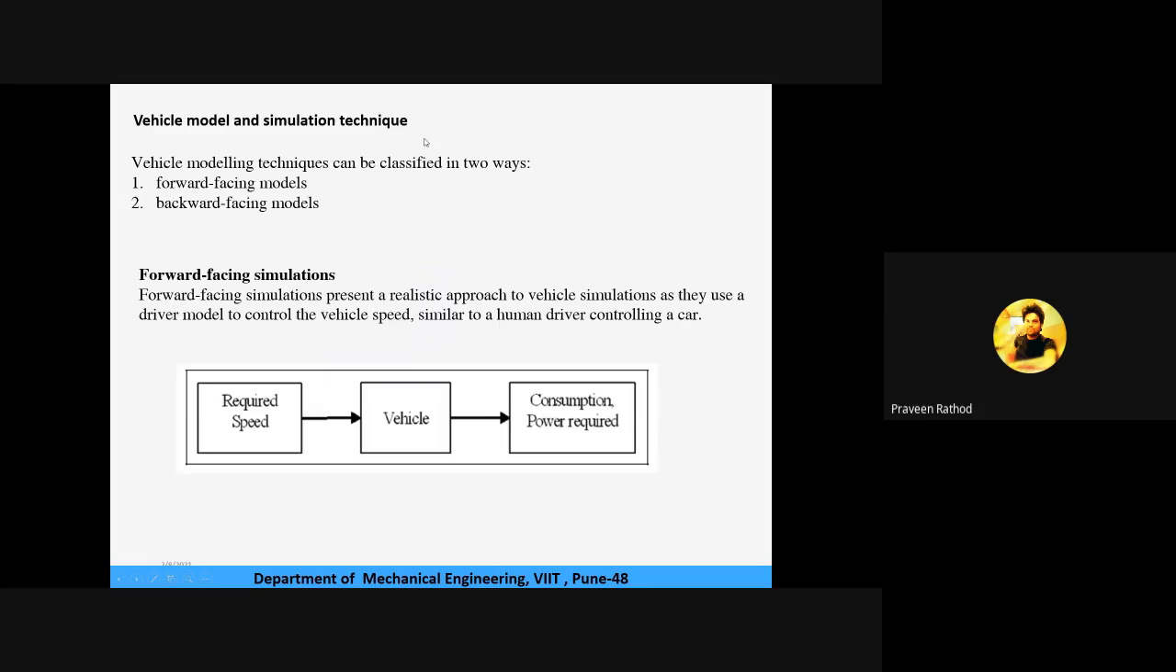Vehicle model and simulation techniques. There are two types of techniques we are going to use. Vehicle modeling techniques can be classified in two ways. One is a forward-facing model.